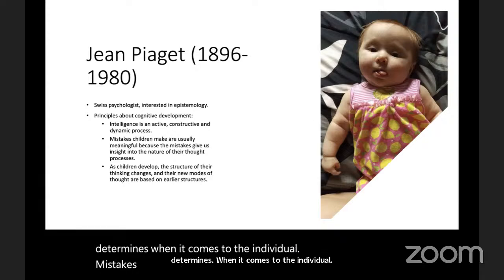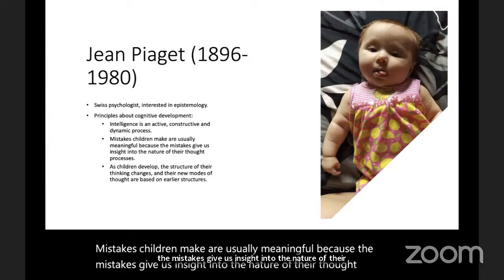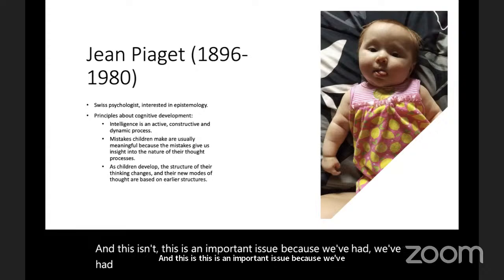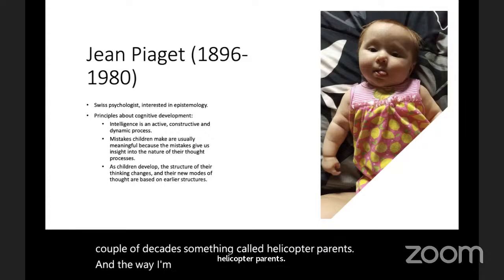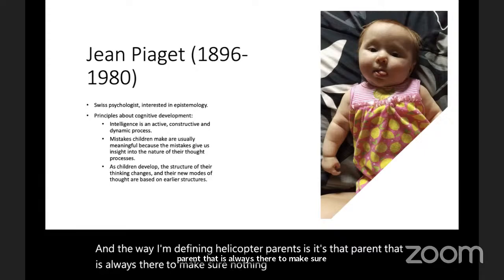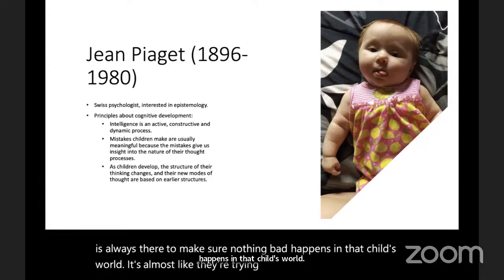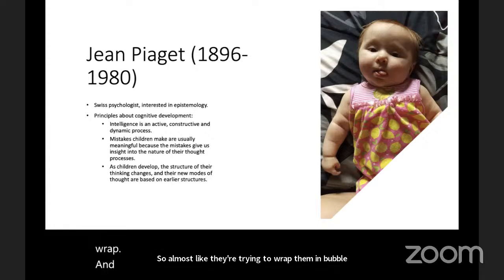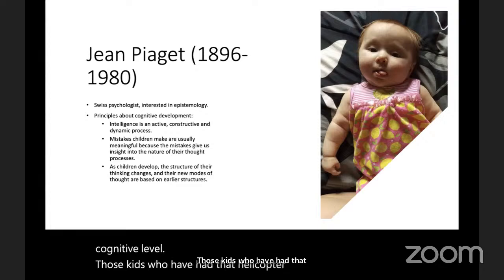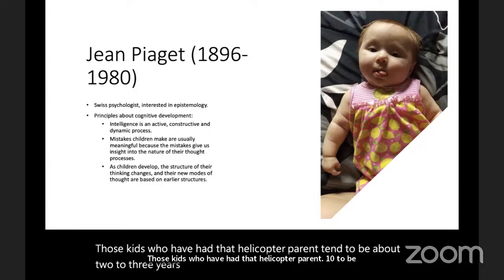Mistakes children make are usually meaningful because the mistakes give us insight into the nature of their thought processes. And this is an important issue because we've had for a couple decades something called helicopter parents. The way I'm defining helicopter parents is that parent that is always there to make sure nothing bad happens in that child's world. It's almost like they're trying to wrap them in bubble wrap. And we've had these kiddos coming up into the ranks, and from a cognitive level, those kids who have had that helicopter parent tend to be about 2 to 3 years behind their peers cognitively.